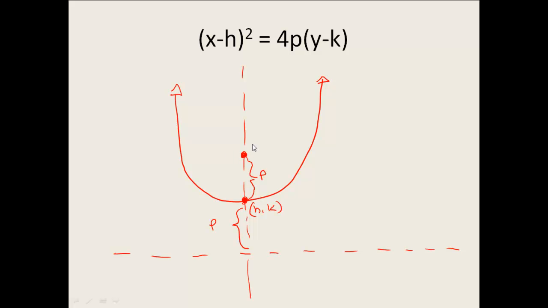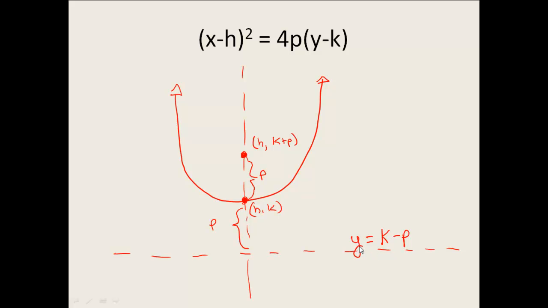But now when you look at the coordinates, compared to our vertex, the x coordinate doesn't change. So that one stays h. And this time, the y coordinate changes, because to get to my focus, I have to go up k, but then I have to go p more. So I would have k plus p. And then my directrix works out in a similar way. This time though, my directrix is a horizontal line, so it's y equals k minus p.